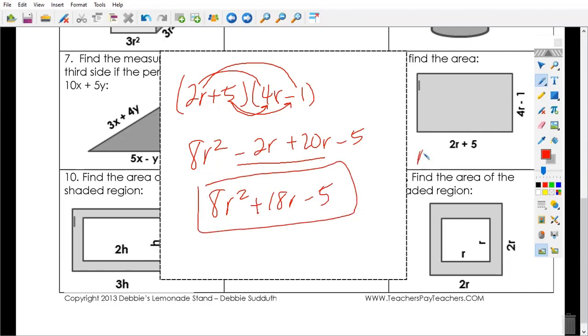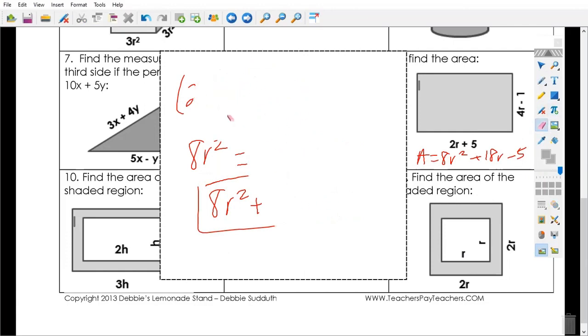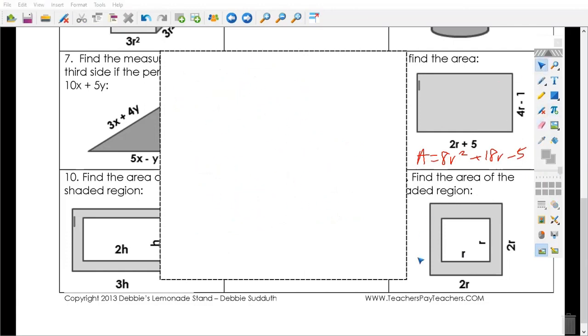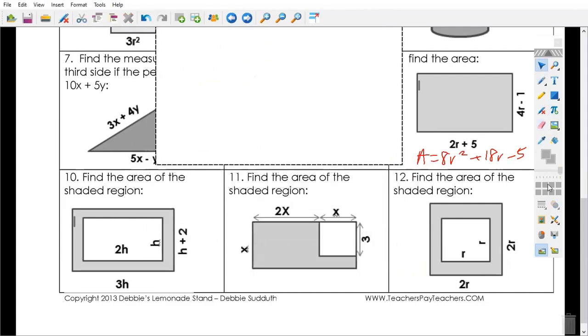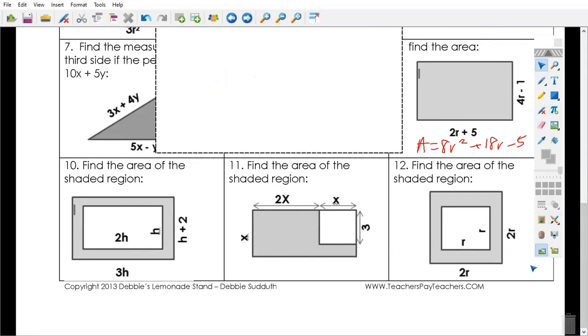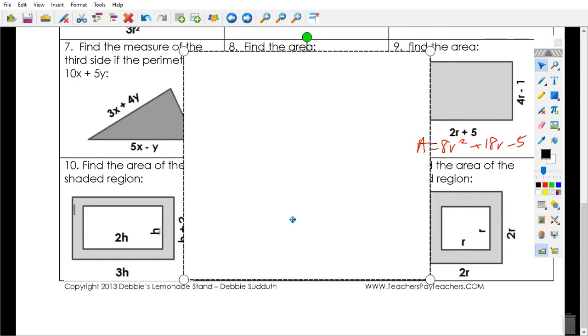So we know the area equals 8R squared plus 18R minus 5. Remember I was trying to give you as many different possibilities of working with geometry and polynomials. As we get further down, they may have you find the area and subtract. Because you're finding the missing space. This time you're finding the area of two rectangles and subtracting them, because it says the shaded region.